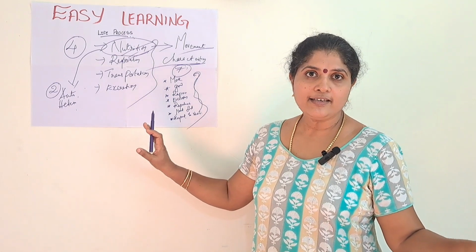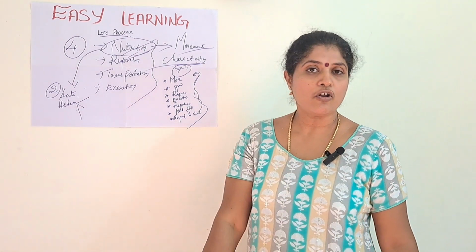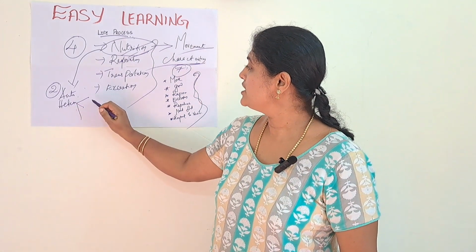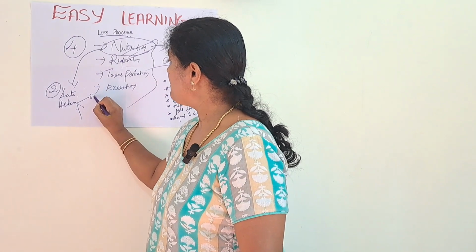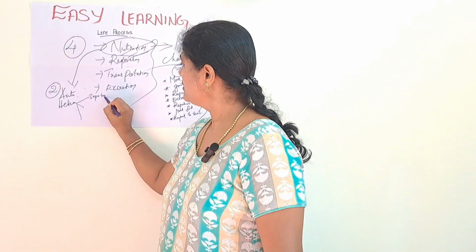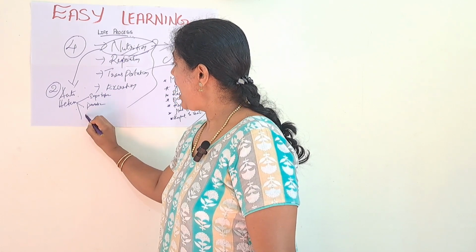I am not going into detail regarding that. In this, you should know the classification of heterotrophic nutrition. Heterotrophic nutrition is again classified into three: saprotrophic, parasitic, and holozoic.